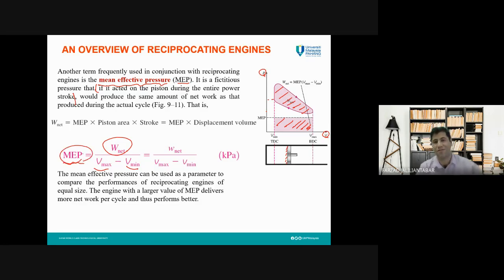Why is it important? Because sometimes it is important to compare different types of engines. Engines are produced in different sizes and different configurations. The basic concept is the same, but the size is different. For example, the number of cylinders is different. So this MEP will help us to compare them. The engine with a larger value of MEP delivers more net work per cycle, and thus performs better. You can see why MEP is important. We are interested in having an engine with a higher MEP.